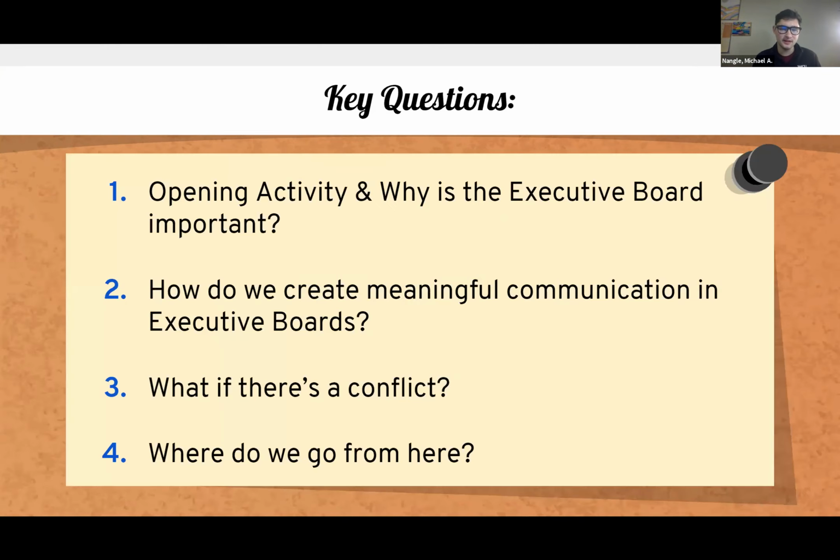So a few key questions for today. I'm going to ask you to do a little bit of an opening activity by yourself. I know that we're not in a meeting together, but I still ask. And then focus on why is the executive board important? What are we doing here? Moving on, we'll talk about how do we create meaningful communication in executive boards? What do we do if there's a conflict inside an executive board? And where do we go from here?